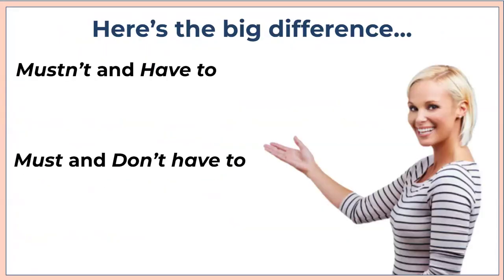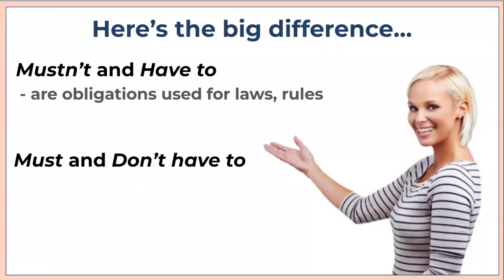So here's the big difference between mustn't and have to and must and don't have to, or our modals of prohibition and our modals of necessity. Mustn't and have to, again, are obligations. We use these for laws and rules. They are coming to us from the outside. Mustn't means do not do it. It is against the law. Have to means do it because it is the law.